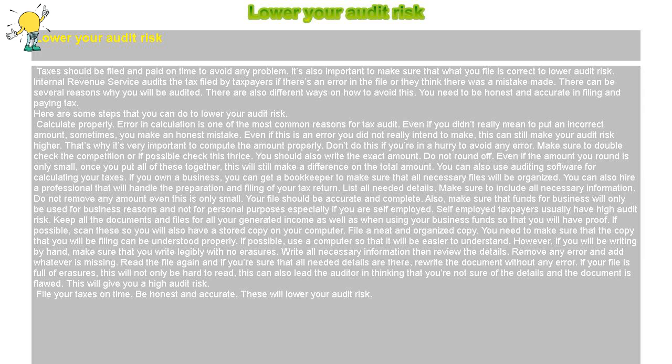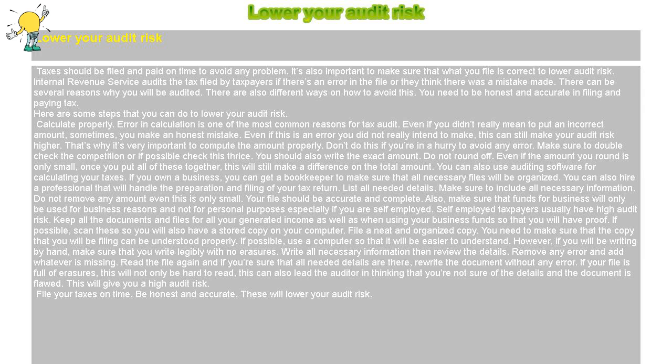If your file is full of erasures, this will not only be hard to read, this can also lead the auditor to think that you're not sure of the details and the document is flawed. This will give you a high audit risk.